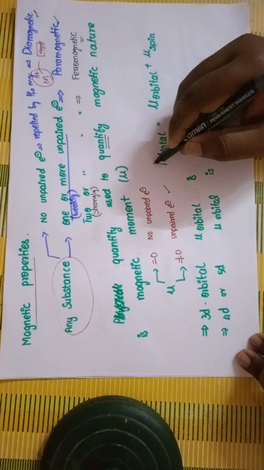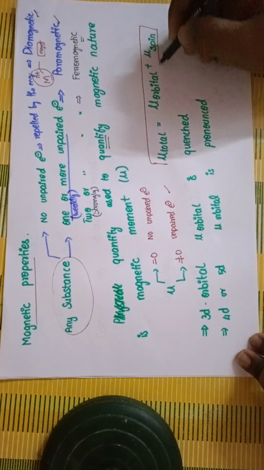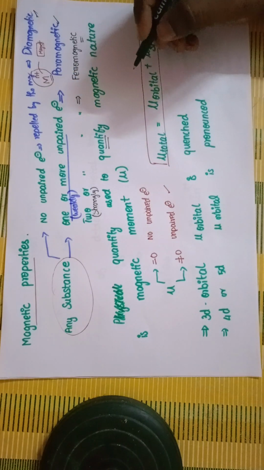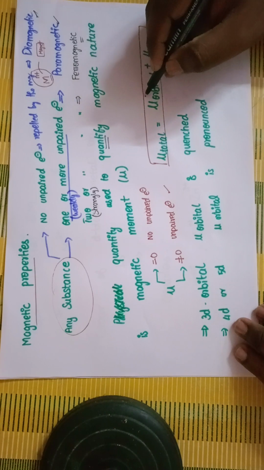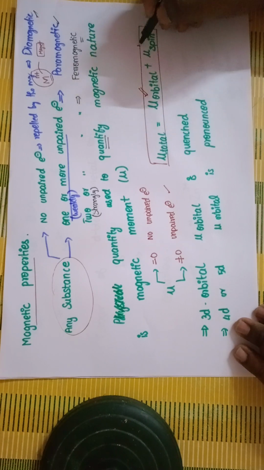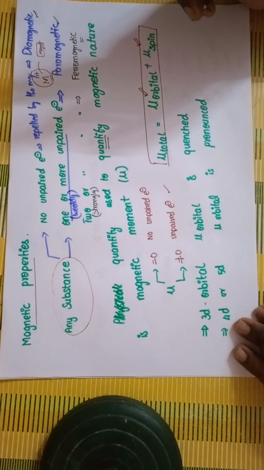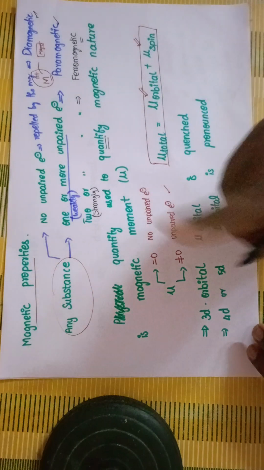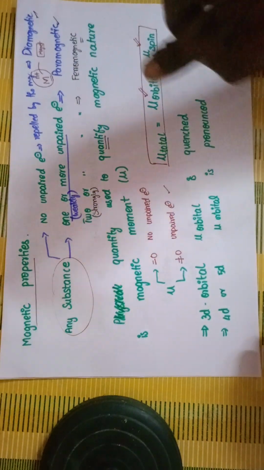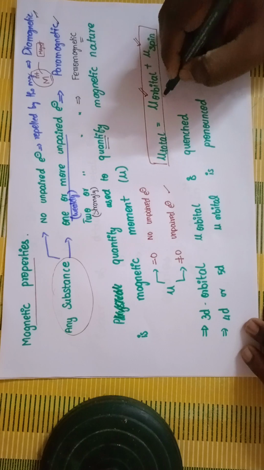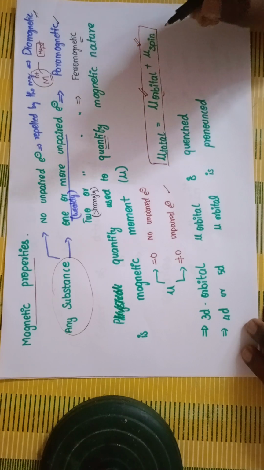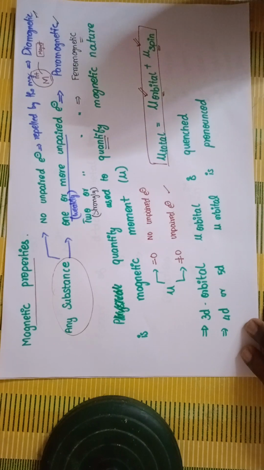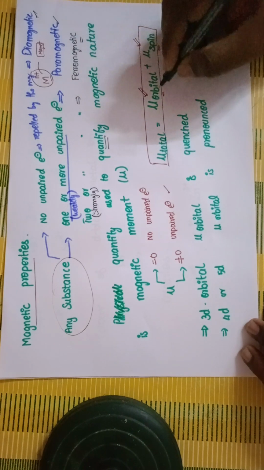Magnetic moment of any substance is actually a vector property. It is a sum of orbital magnetic moment and spin magnetic moment. There are two types of magnetic moment. In which shell it is revolving, that will cause one magnetic moment, that is orbital magnetic moment. And whether it is upward spin or downward spin, that will cause one magnetic moment, so it is spin magnetic moment. Two magnetic moments are there.